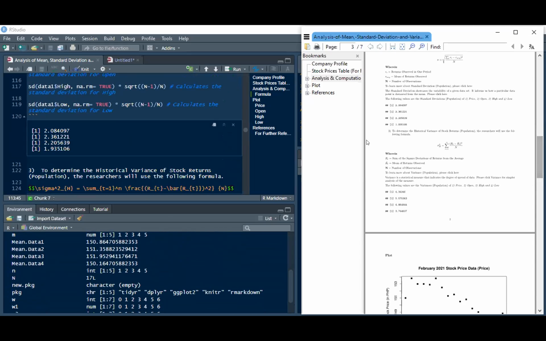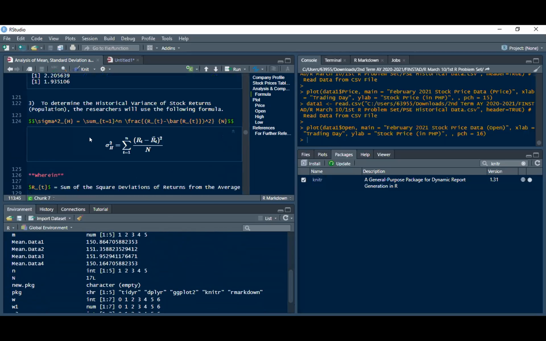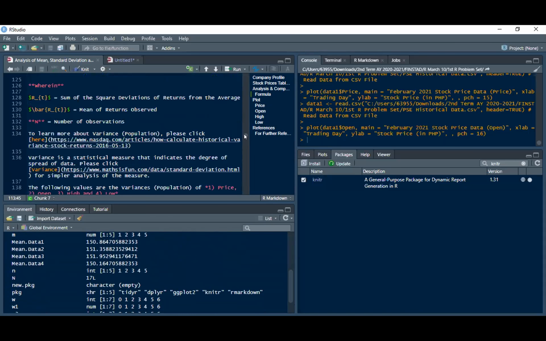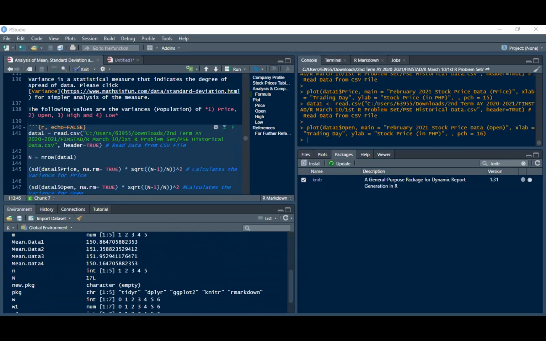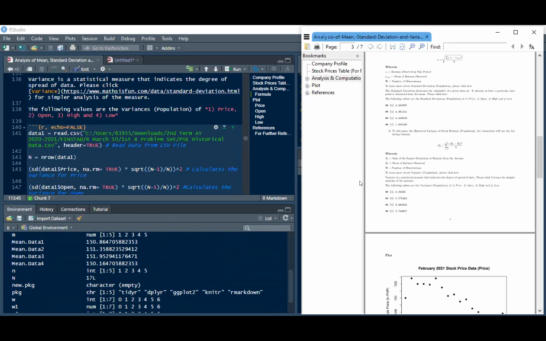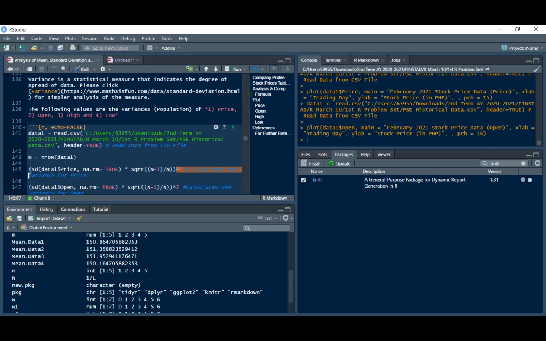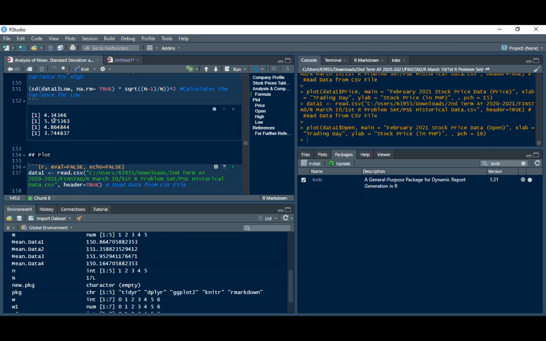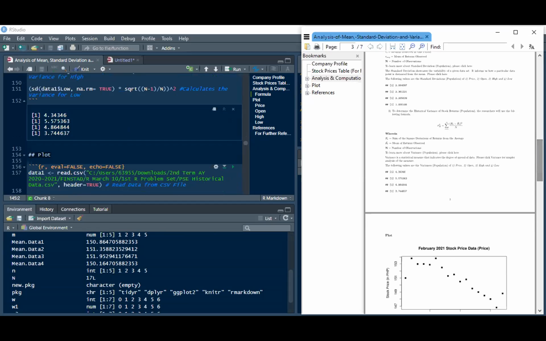And for the third, makikita po natin yung variance. So ito po yung formula ng variance. Then if you want to learn more about variance, we could click on the links. And yung formula po ng variance is square lang po yung standard deviation natin. So ito po yung buong standard deviation. Then square lang po natin siya. So ang lalabas po is itong 4.34, 5.57, and the like.